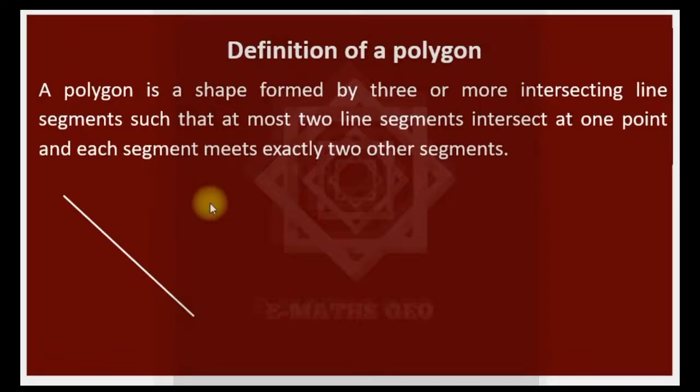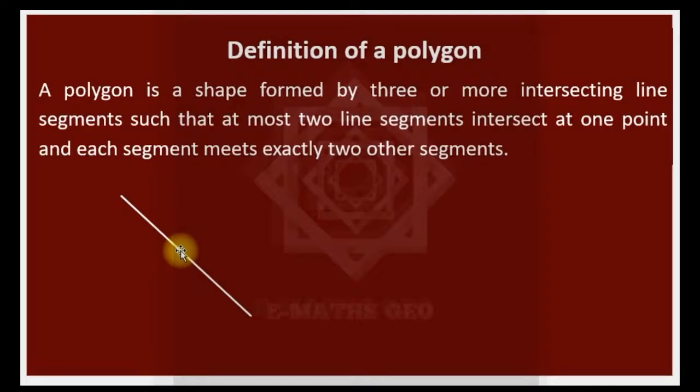And it must be a line segment, meaning a segment, from the definition, a segment is just a line that has endpoints. So like this line here, this is a line segment. So it has the endpoints. So we are going to form a polygon using line segments. That's the first key point.